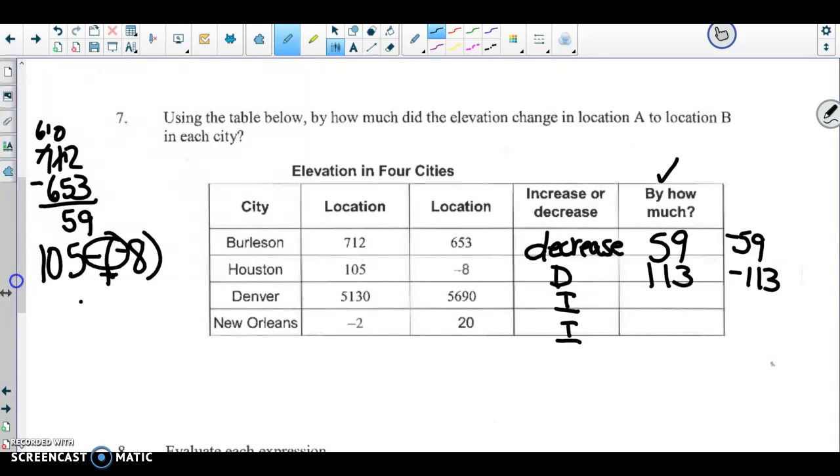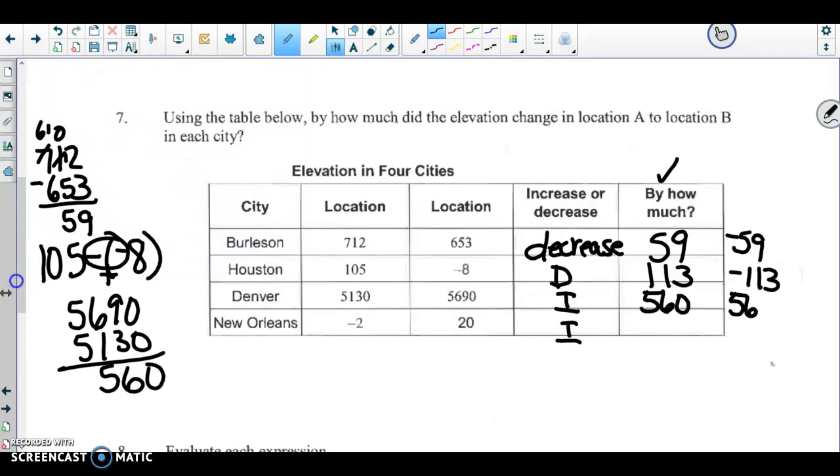For Denver, it increased, and we're still going to have to subtract those to figure out by how much. And so we end up with 560. And this one is going to stay a positive 560 because it is an increase of 560. So by how much did it change? It changed by a positive 560. And same thing here, we increased. So we're starting out with the 20 minus that -2.